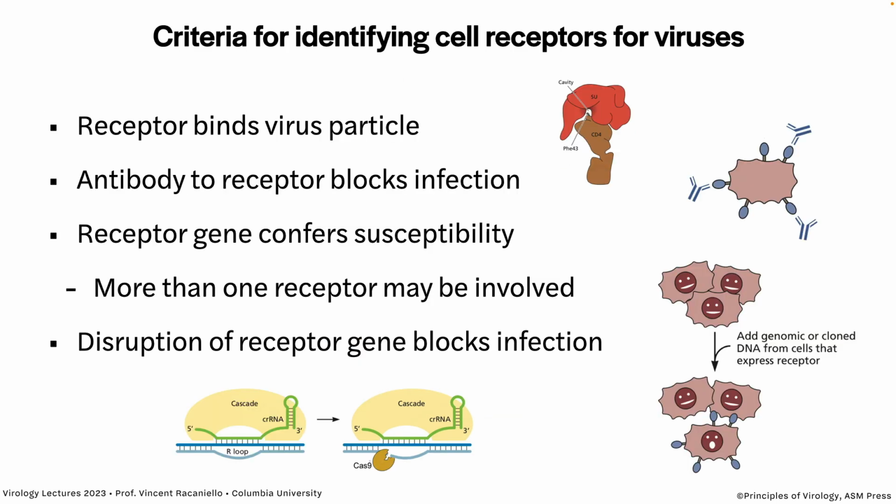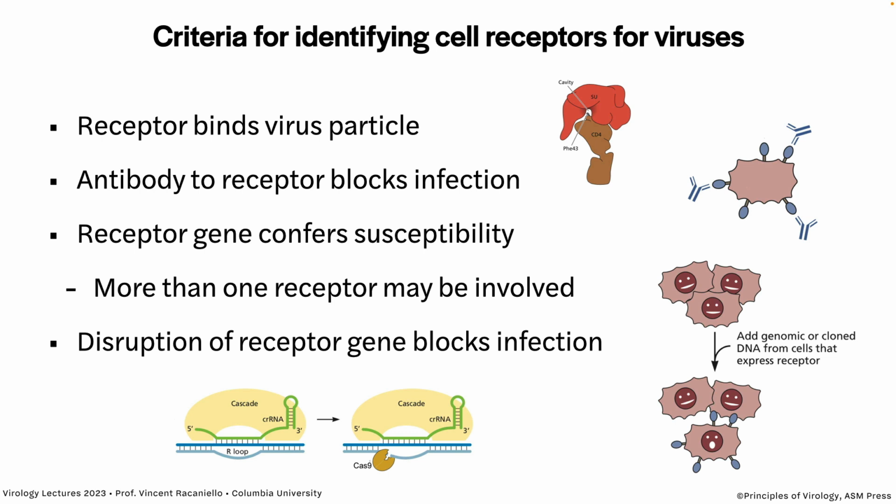So some of the criteria for identifying cell receptors, first, you want to show that the receptor binds your virus particle, of course. Second, you might want to make an antibody against the receptor and show that that antibody blocks infection. So the antibody is directed against a protein on the cell surface, and that will block virus attachment.